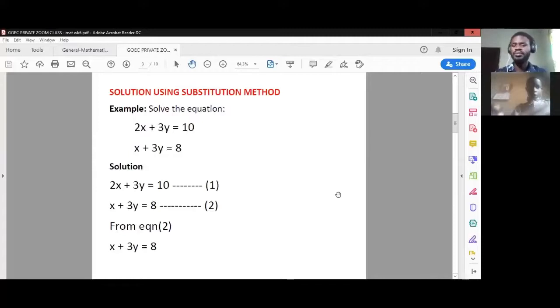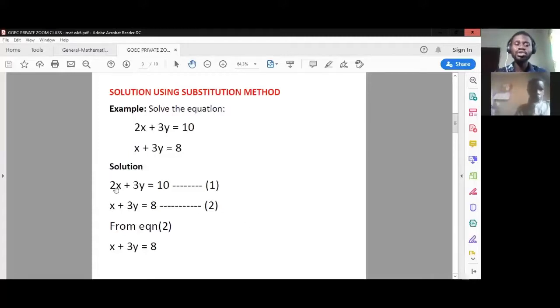Now let us go ahead to the solution of this question. Solution: 2x plus 3y equals 10. The first thing to do is to label this as equation 1. That's the first equation. And then we go to x plus 3y equals 8. We label this as equation 2, because that is the second equation that we have from the question. The question is what states these equations to us. So we have this as equation 1, and this as equation 2.